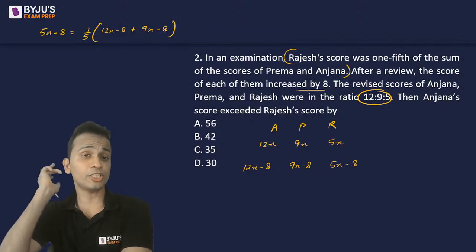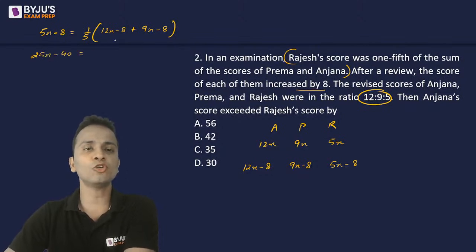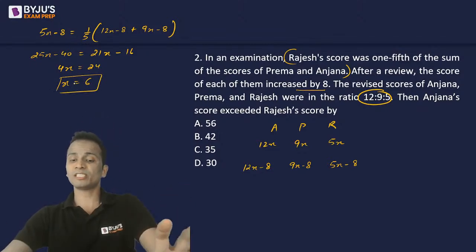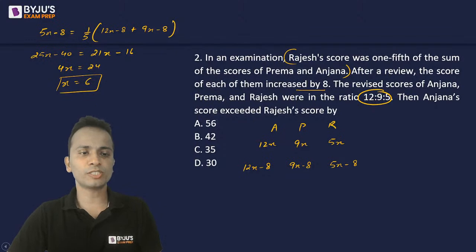This is the equation. So I can cross multiply. 25x minus 40 is equal to 21x minus 16. So I can write that 4x is equal to 24, and the value of x comes out to be 6. Okay, I hope I have not made any mistake. Do all of you agree with this? So the value of x is equal to 6.